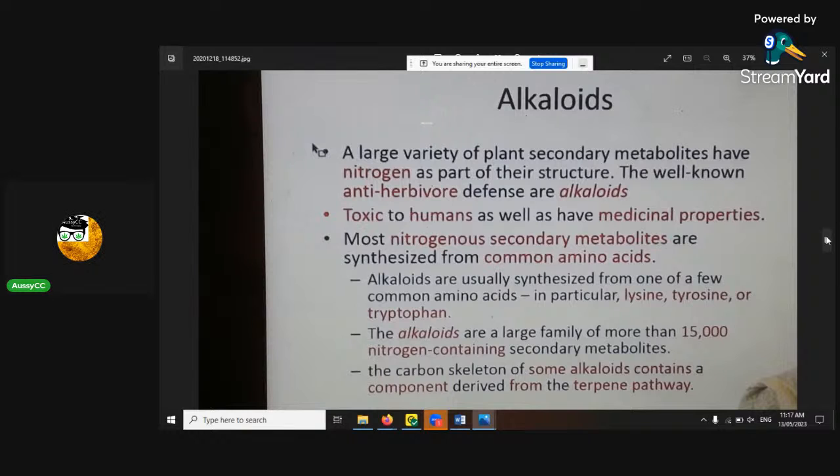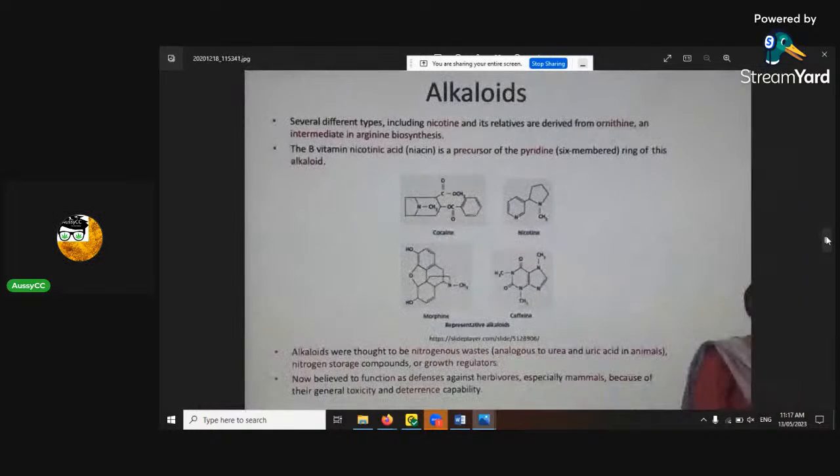Alkaloids. There's a lot of alkaloids too in the plant. I'm not going to talk about them.